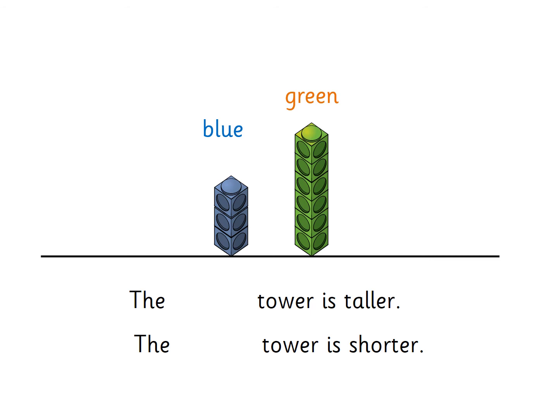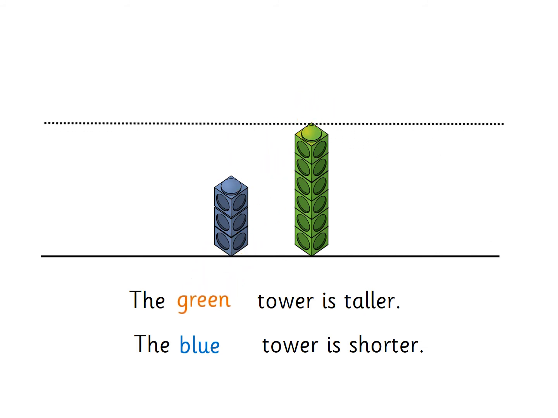And it says the something tower is taller and the something tower is shorter. So which tower is shorter? The blue tower, well done. That is shorter. It's only got 3 cubes, so it's shorter than the green tower. So which tower is taller? The green tower is taller, well done. The green tower is taller. The blue tower is shorter.